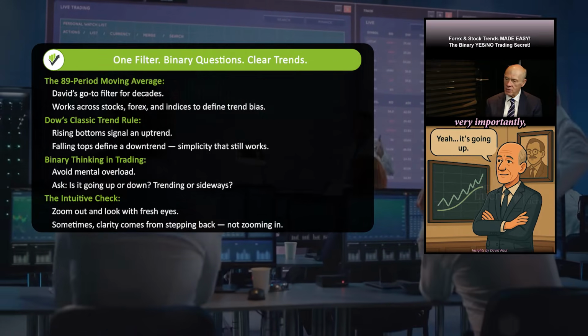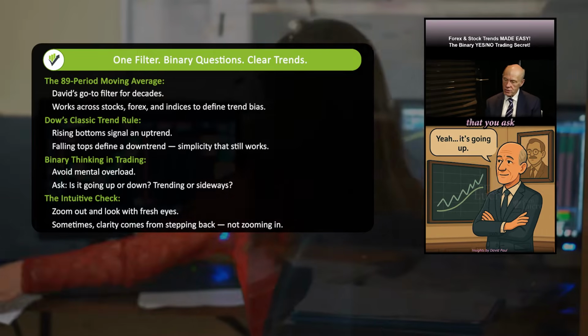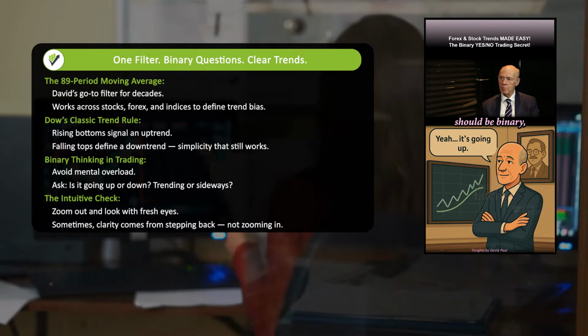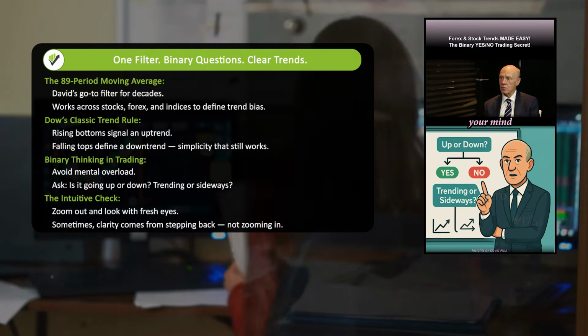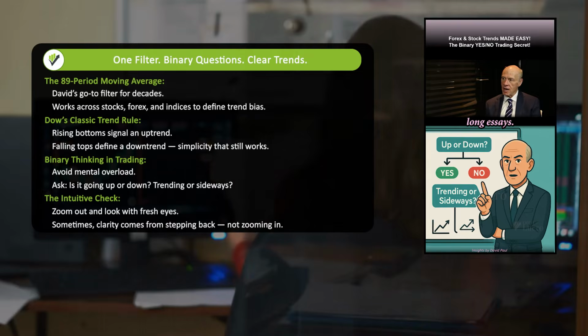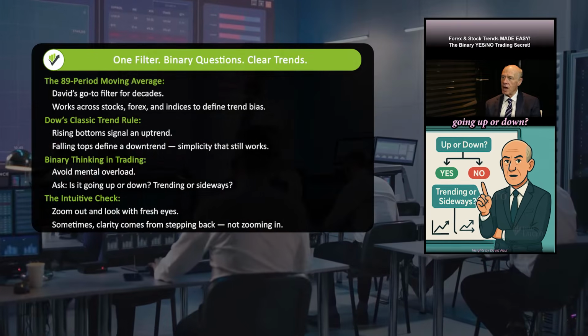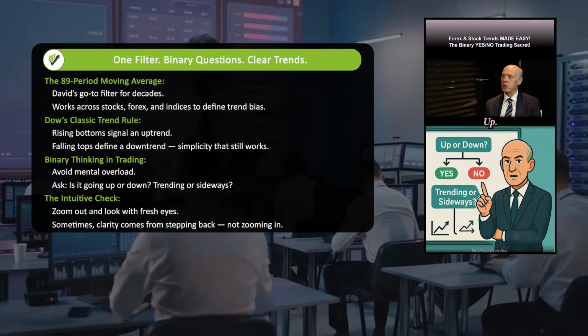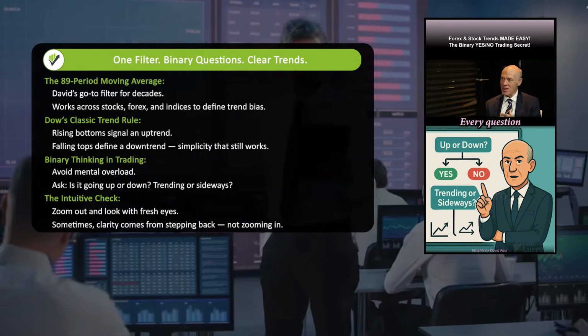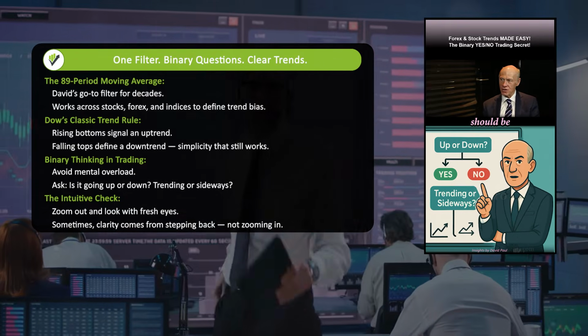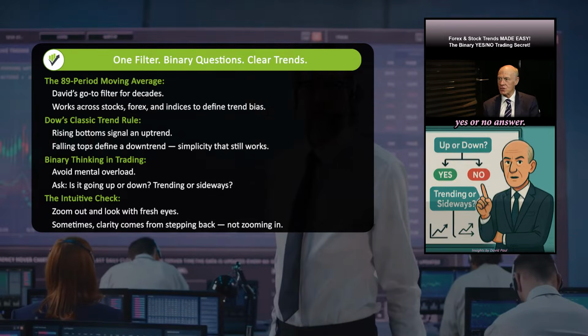I think very importantly, any question that you ask yourself in trading should be binary, i.e. yes or no. Don't burden your mind with long essays. Is the market going up or down? Up. Is it sideways or trending? Every question that you ask yourself should be binary, a yes or no answer, okay?